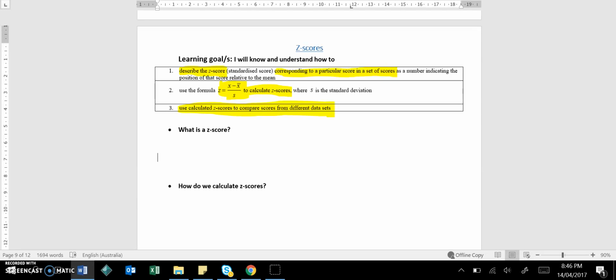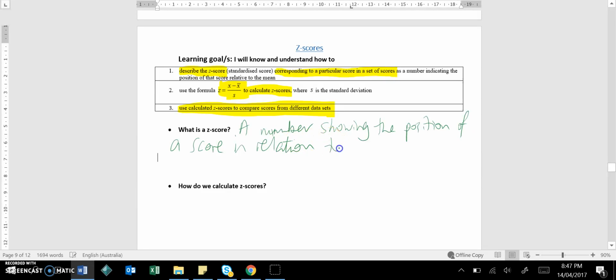The first thing that we need to know about is what a z-score even is. A z-score is a number showing the position of a score in relation to the mean. And that definition is basically taken from the syllabus dot point up here.